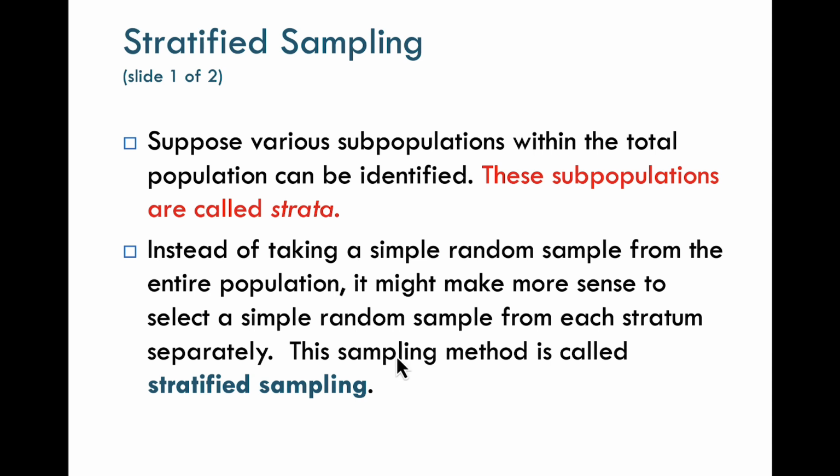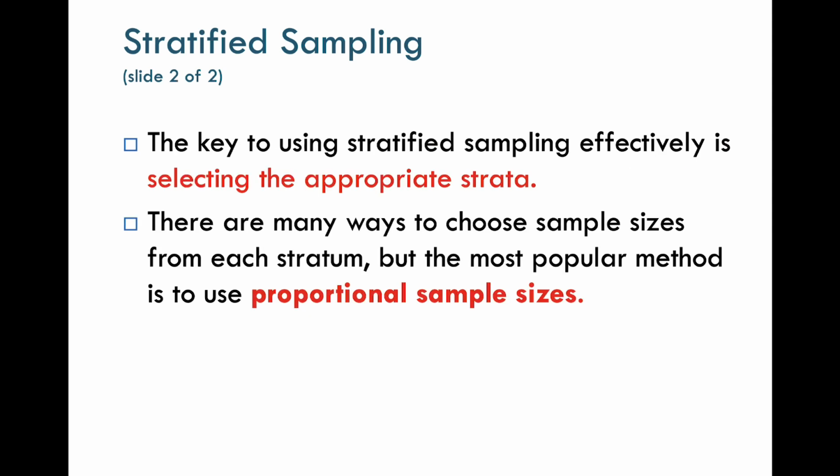So the company develops three groups, and in the next step they will take sample from all these three groups. That's called stratified sampling. The key to using stratified sampling is selecting the appropriate strata. Once you have developed this strata, the number of people in all these groups will be different.